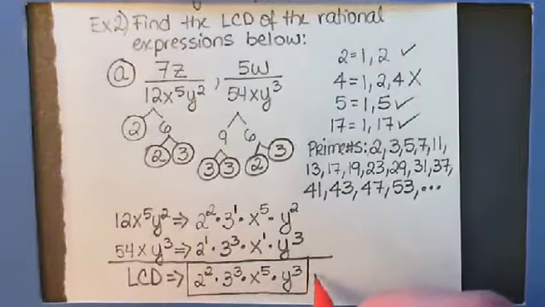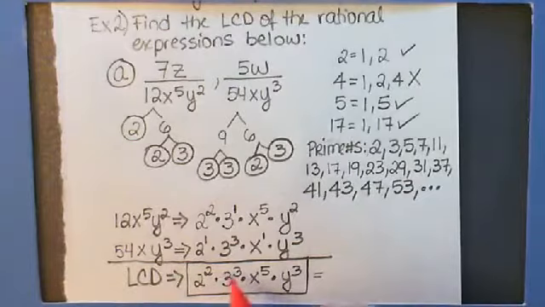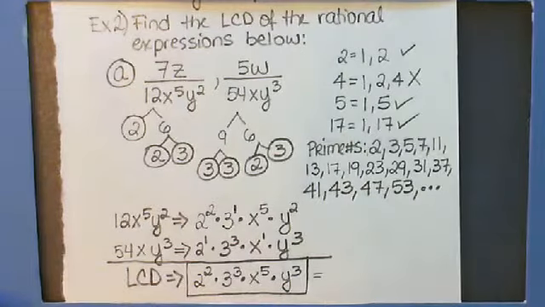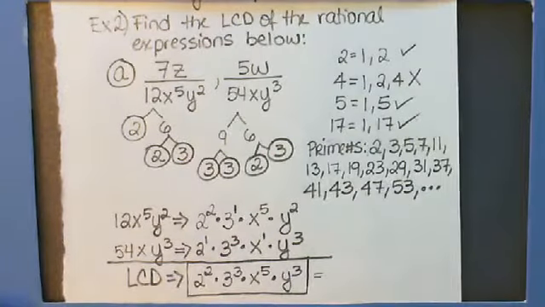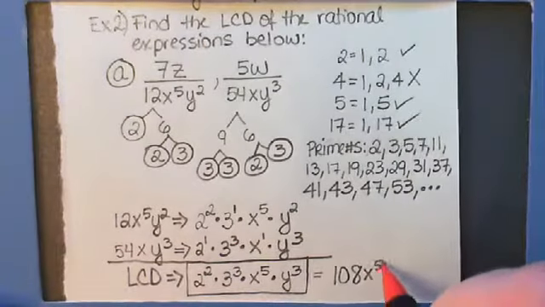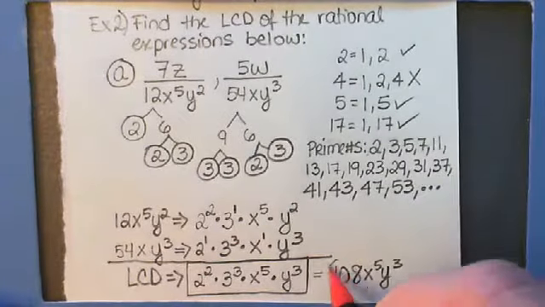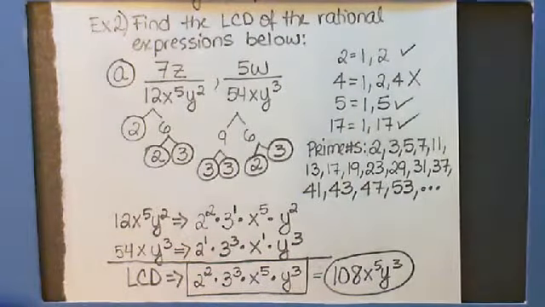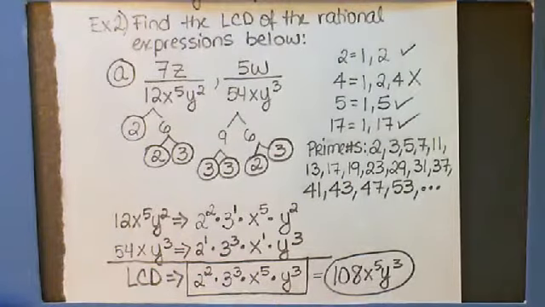You can leave it in factor form like that, or you can multiply it out. So 2 to the second is 4, 3 to the third is 27. Take a calculator here, multiply 4 times 27. 4 times 27 would be 108. x to the 5th, y to the third. Okay, so that will be the common denominator for these two rational expressions. Okay, let's go on to the next example.